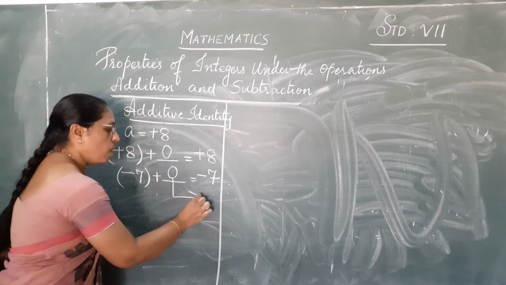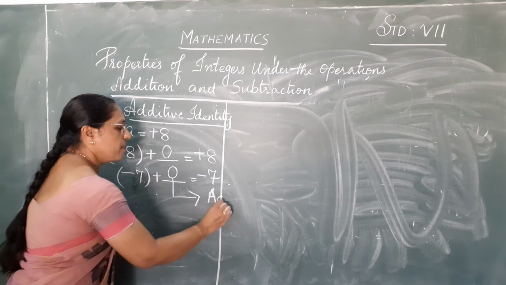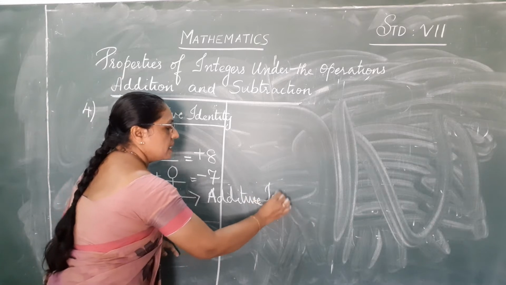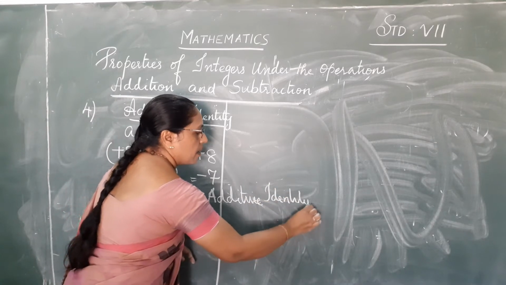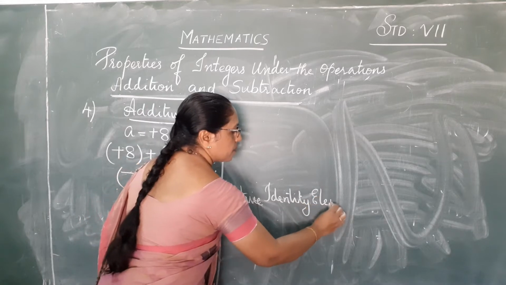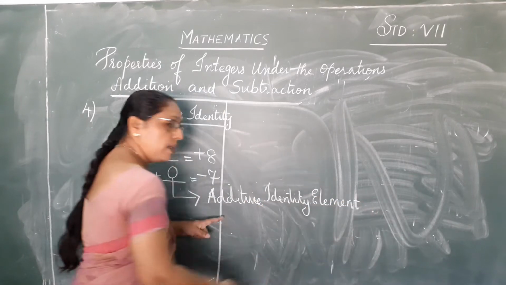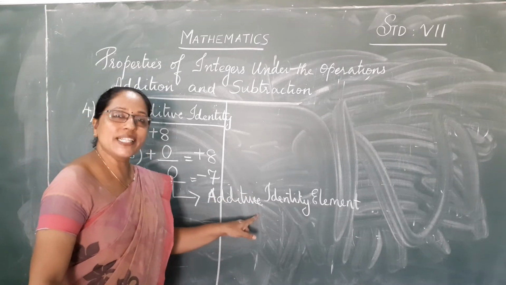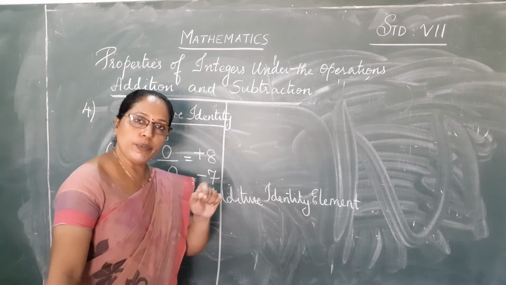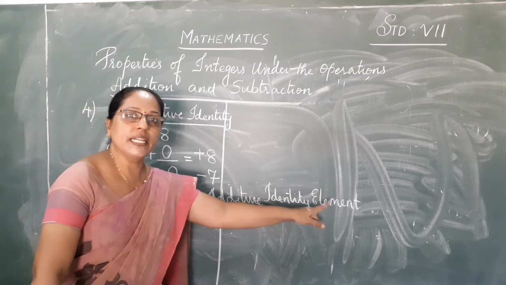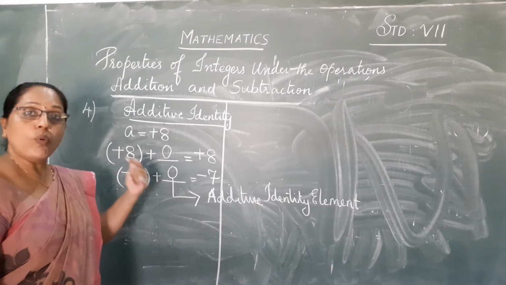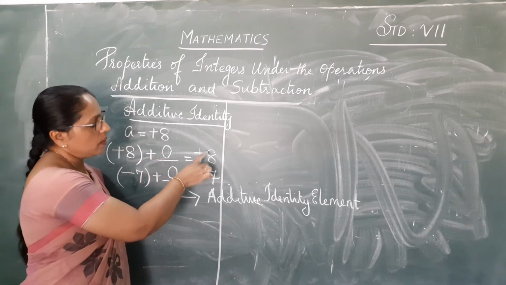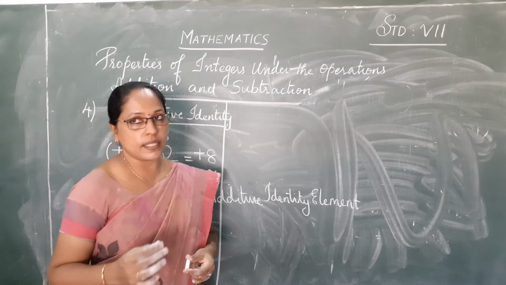And 0 is called additive identity element. So in one word, the question would be asking which integer is known as the additive identity element. So what would be your answer? The additive identity element is 0. Why? Because when we add any integer with 0, the answer is the same integer itself.